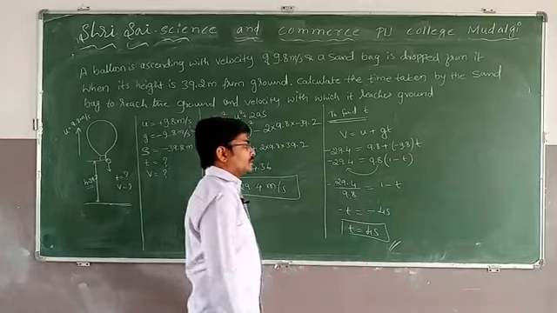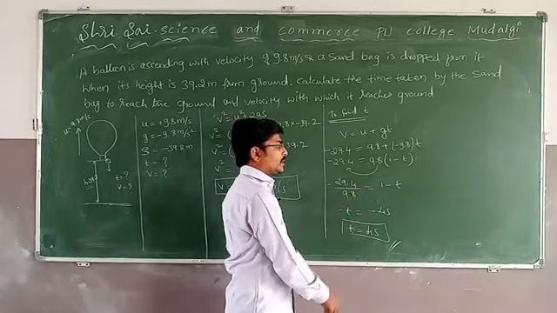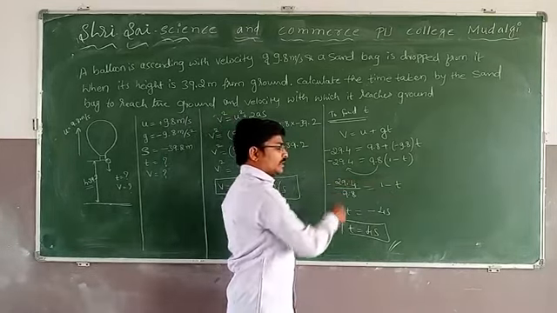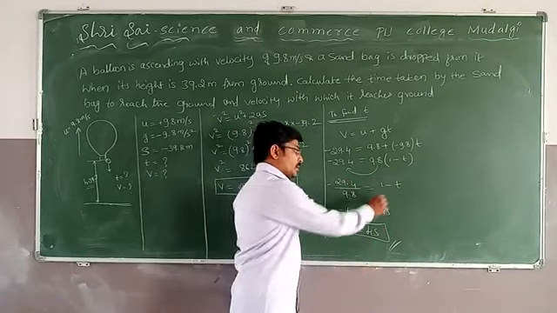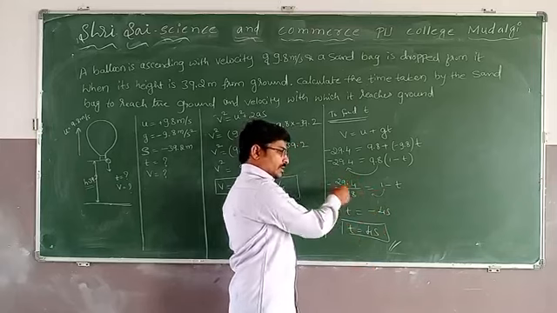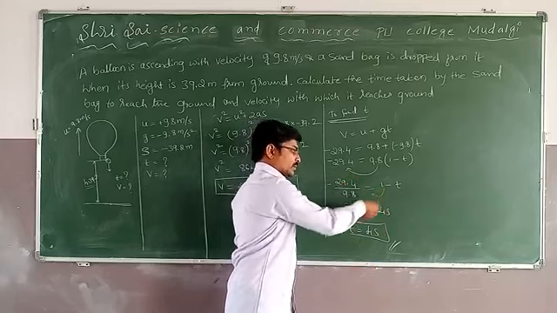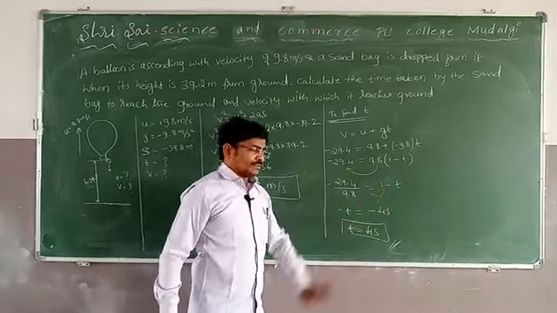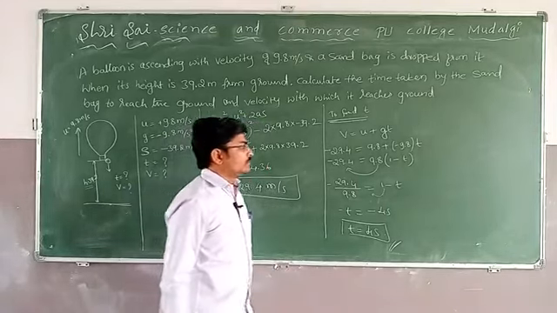Just simplify it: 29.4 divided by 9.8, and bring this one to this side. When you bring this 1 here, it becomes minus. Whatever answer you get first, that answer minus 1 will give the 4. Okay.